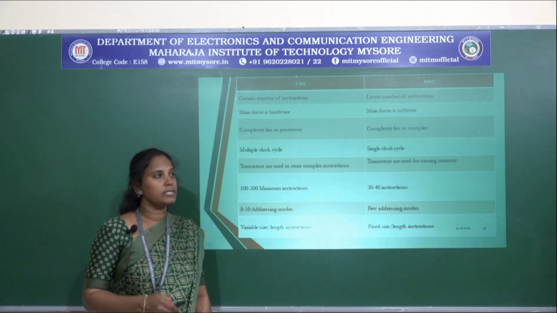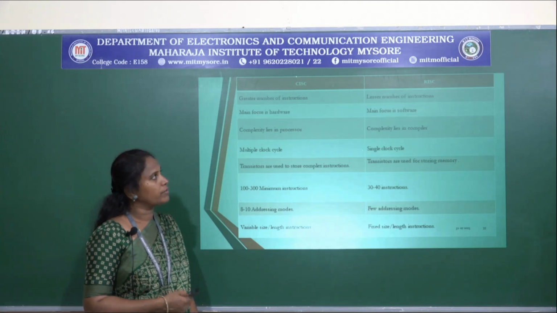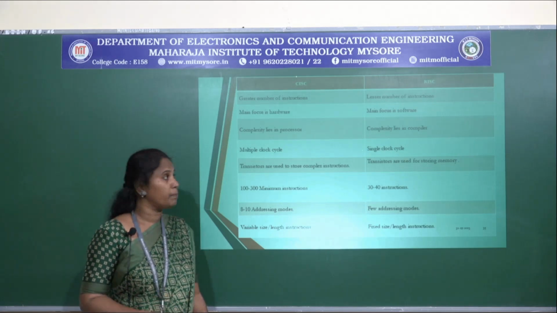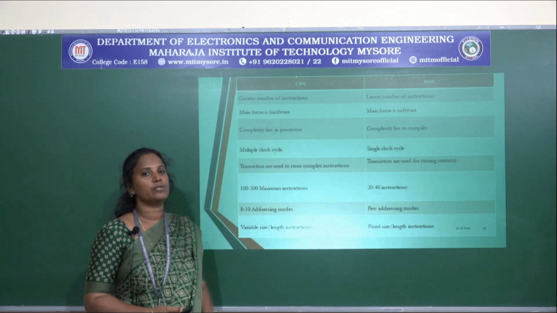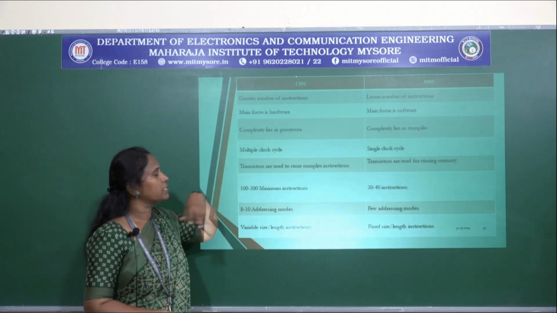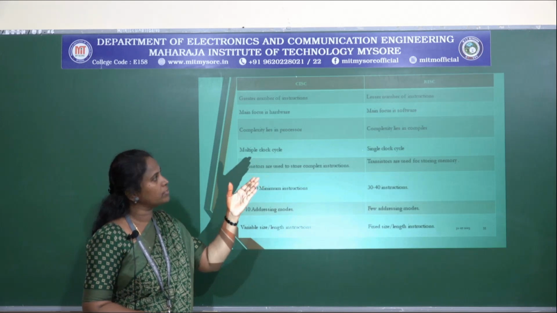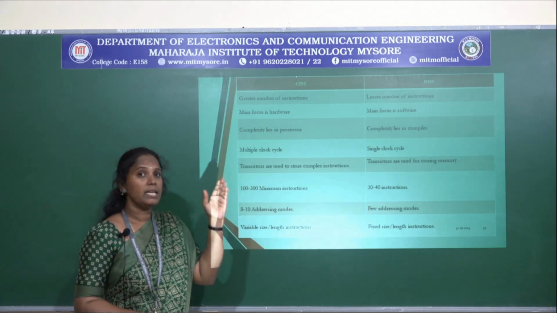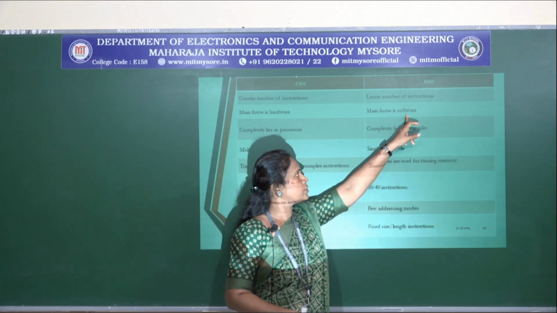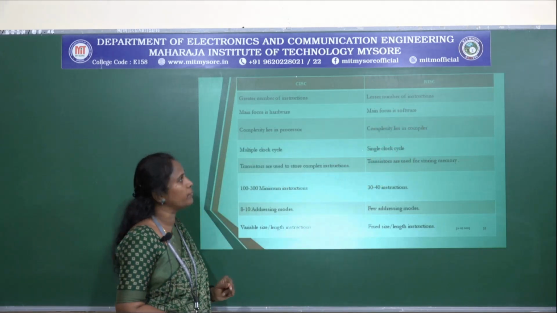In the case of CISC we have a greater number of instructions, and in the case of RISC we have fewer instructions. In CISC we give much importance to the hardware, but in RISC we give more importance to the software. In CISC the complexity lies in the processor, and in RISC the complexity lies in compiling, because we are giving much importance to the software. Compiling your software is the complexity involved in RISC.